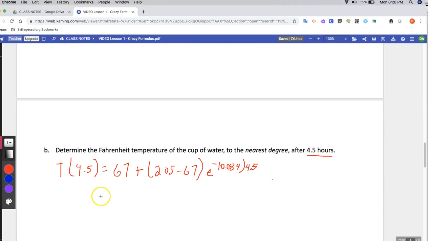And as with other problems, since we have basically all numbers written out here, I would just plug all this directly into your calculator exactly the way that you see it here, and you should get an answer rounded to the nearest integer of 162 degrees.